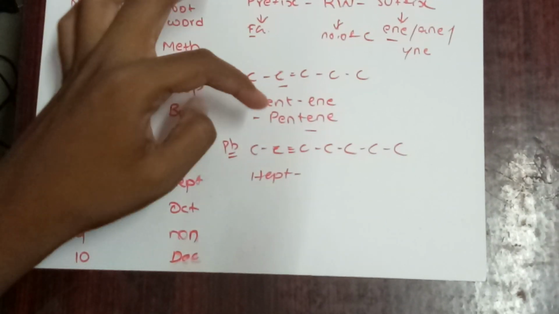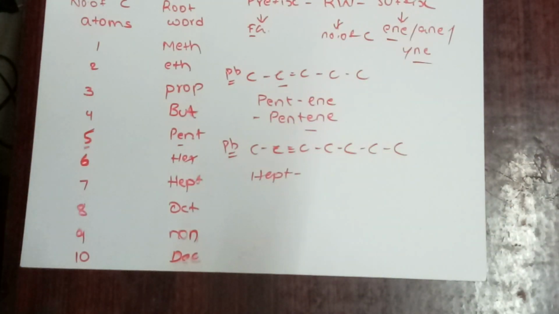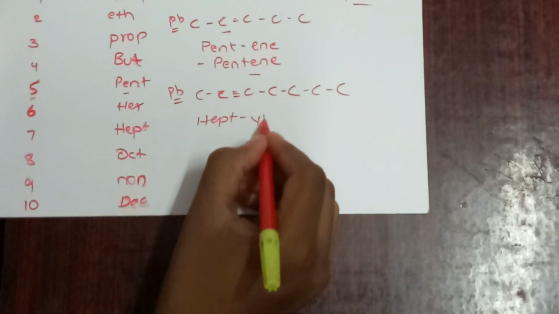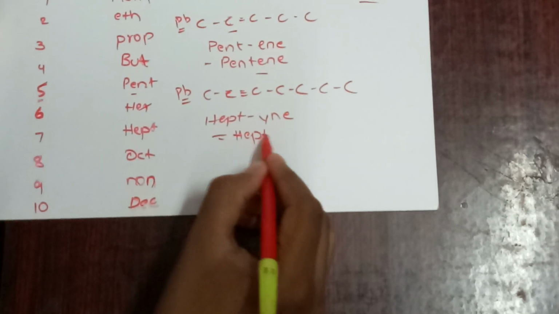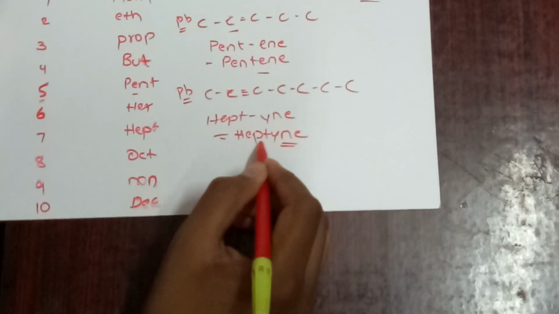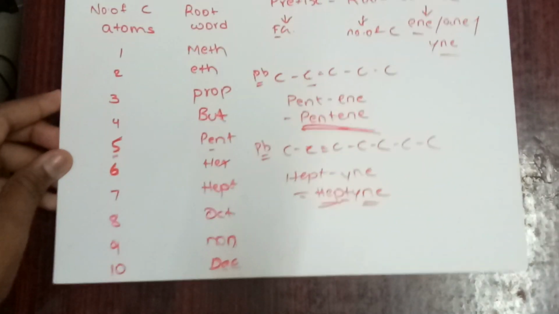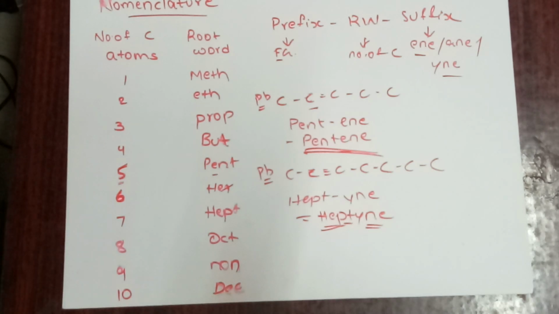It's hept. And do we have any single bonds? We have many single bonds. Do we have any double bonds? No. But we have a triple bond. Triple bond means alkyne. Alkynes have triple bonds. So hept, Y-N-E. And now you should remove the dash. Heptyne. Okay. This is how you write names of carbon compounds in brief.